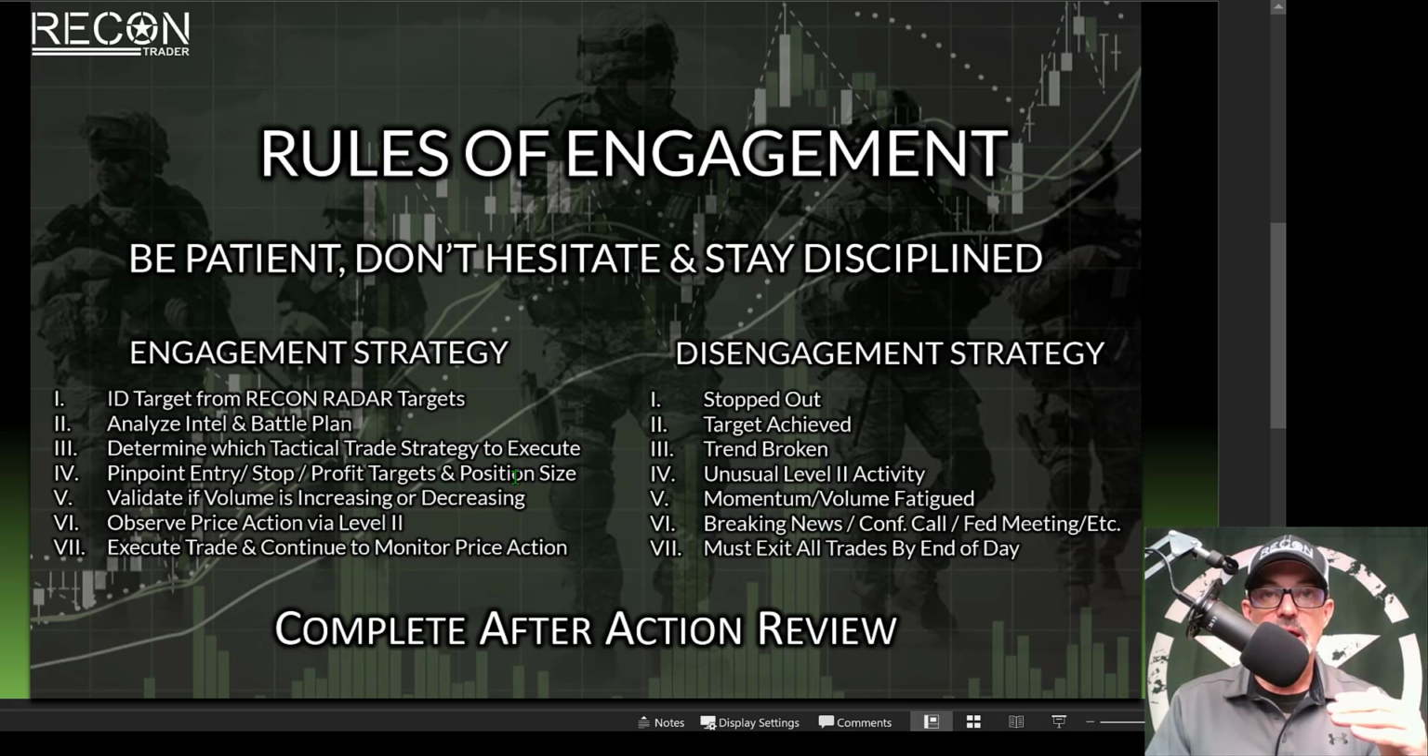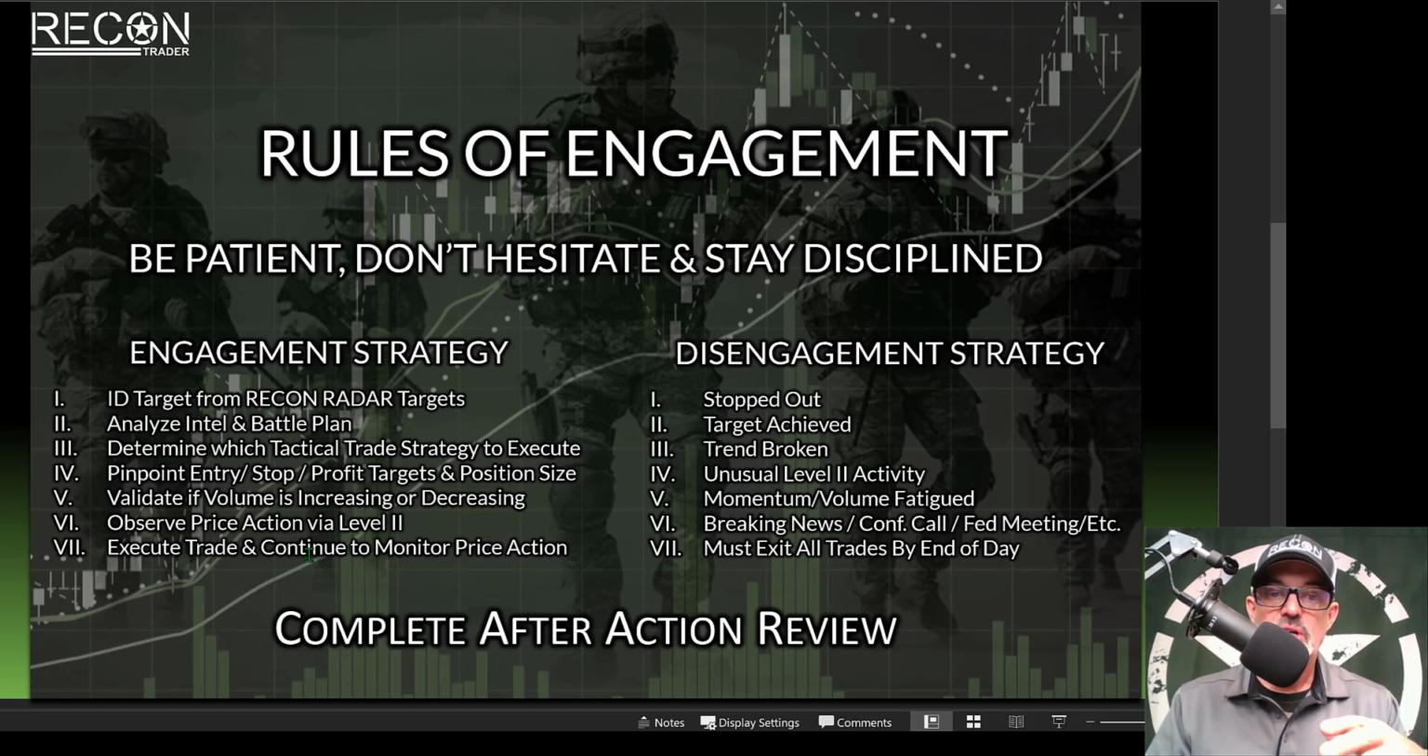Before I ever enter a trade, I know what price I want to enter at. If I don't get that price, I don't enter the trade. I also know my stop loss and profit targets before I ever enter the trade, and that's necessary, obviously, so I can determine what my risk versus reward ratio is going to be. Once that's all in place, I check and see if volume is increasing or decreasing. I'm looking for actually an increase in volume for most of my trades. From there, I basically just observe the price action via level 2s. I'm reading the tape and I'm ready to pull the trigger.